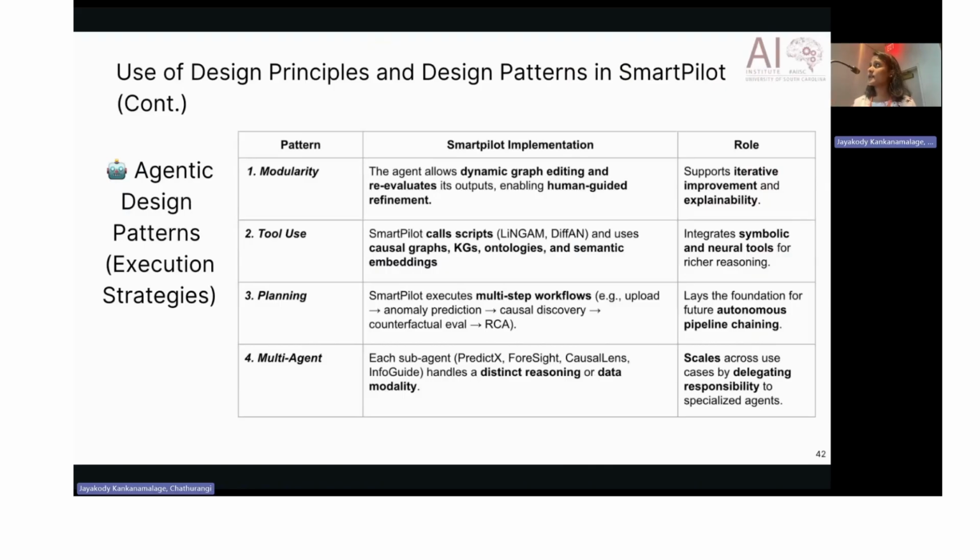Means we first upload our dataset and we can go to anomaly prediction, followed by causal discovery, counterfactual evaluation, and RCA. So there is a defined planning that we have incorporated in SmartPilot. So all this planning is domain grounded, and these are the planning steps which are mostly included and needed for existing industrial environments. And then multi-agent means we have separate agents doing separate tasks, and they handle distinct reasoning capabilities and data modalities.